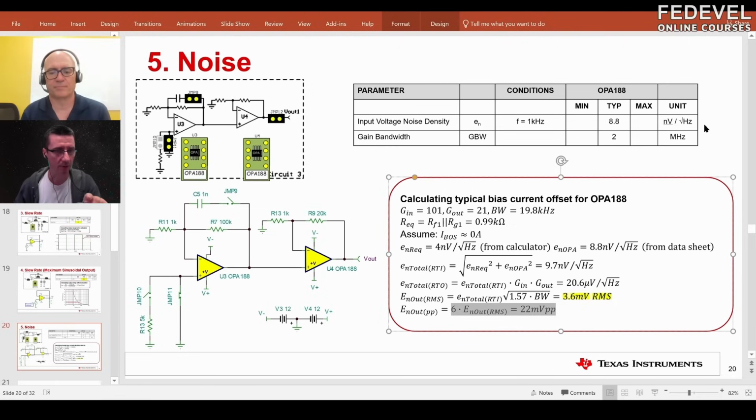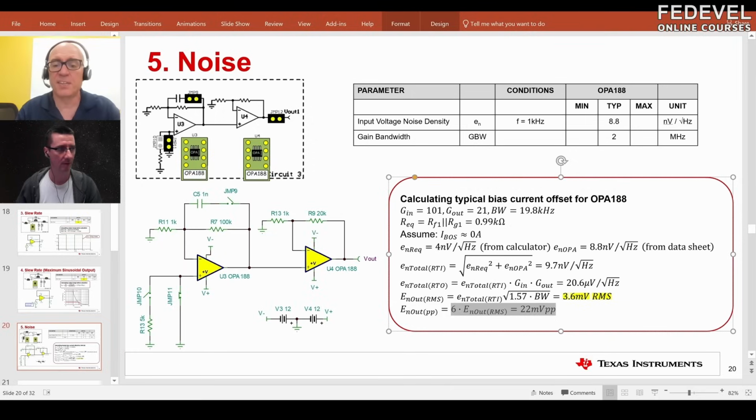So I'm curious, because before, the noise was kind of dependent on the frequency, and suddenly 3.6 millivolts RMS. I don't understand this. Well, it's actually a good question. There is noise across all frequencies for resistors and for the op amp.